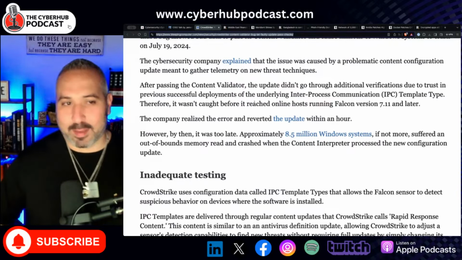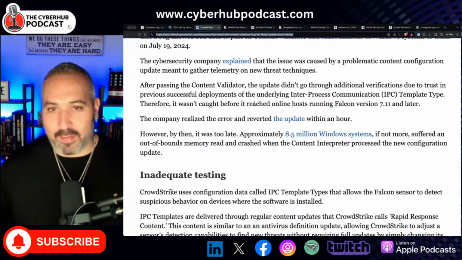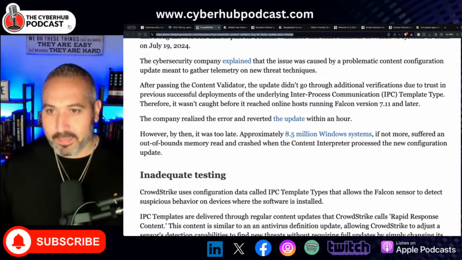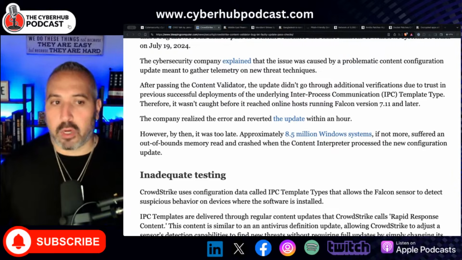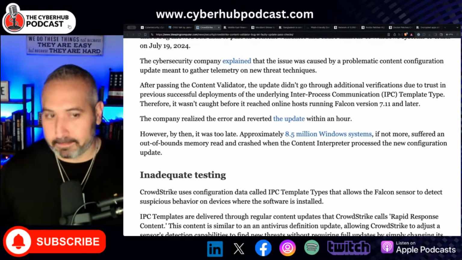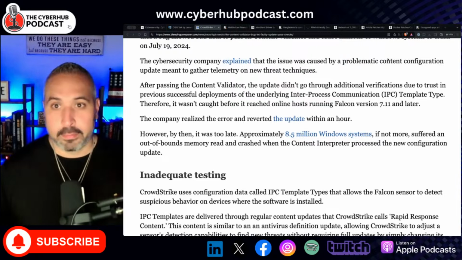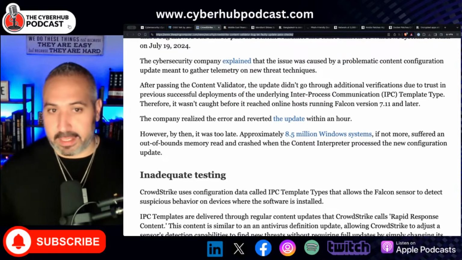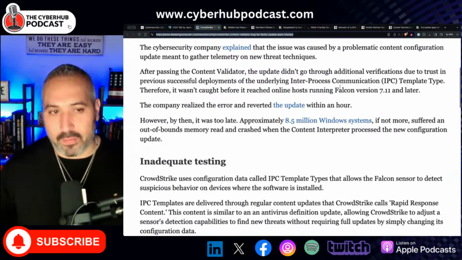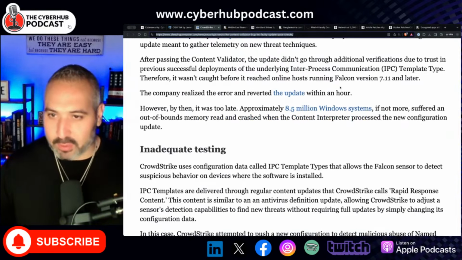Again, I'm going to repeat this line. After passing the validation, it didn't go through additional verification due to trust. If I go to CrowdStrike's website, there's a keyword on there called zero trust. Kind of someone should have checked that out before. The company realized the error and reverted the update within the hour. However, it was too late. 8.5 million machines were impacted.